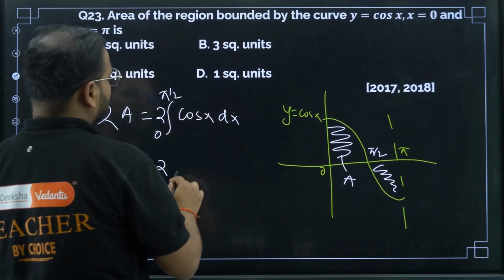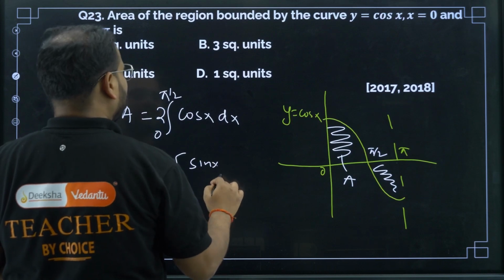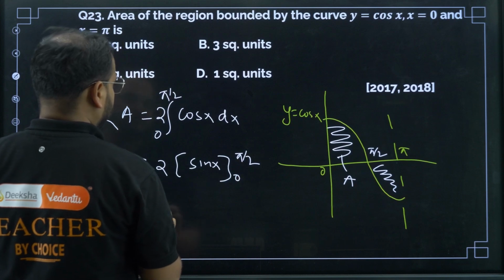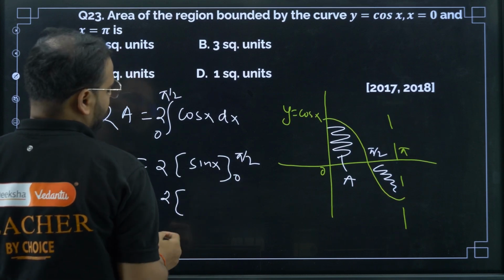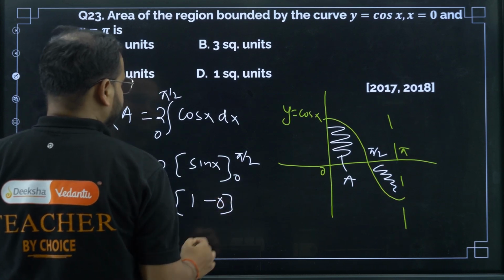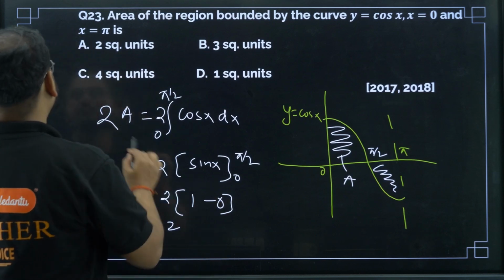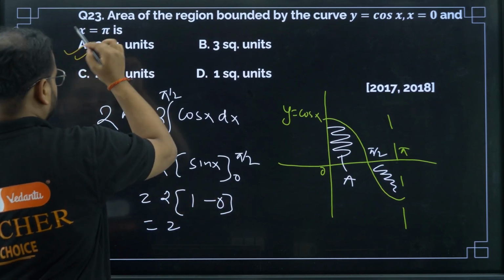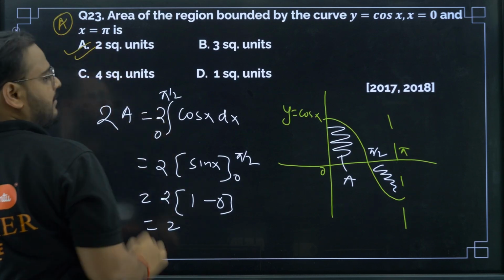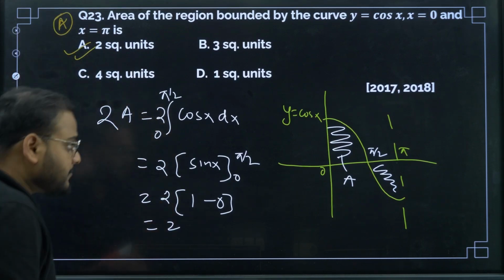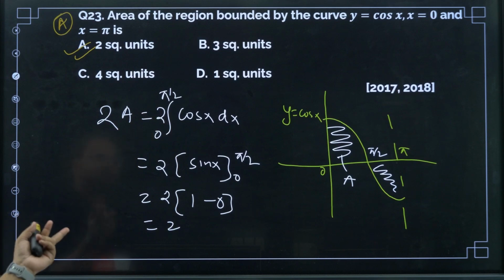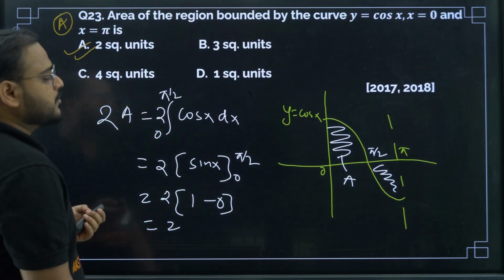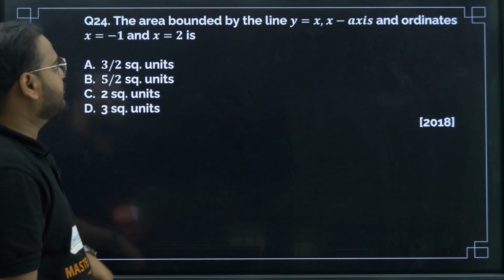So cos x integration is what? Simply sin x. Okay. 0 to pi by 2. Okay. 2 times of sin pi by 2 is what? 1 minus 0. So 2. Answer is what, bacha? Answer is 2, sir. Yes. Option number A. Have a look. Okay. I hope this is visible. Okay. Simple question. Very, very simple question. 3 steps. Okay. You can solve this question without even using your pen and paper. Okay. Simple. So visible. Moving on to question number 24.